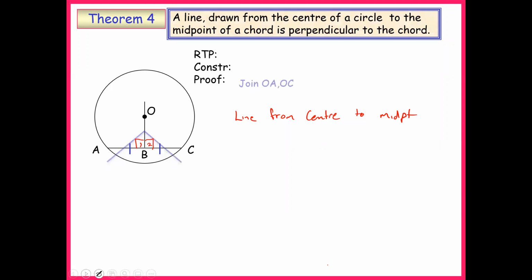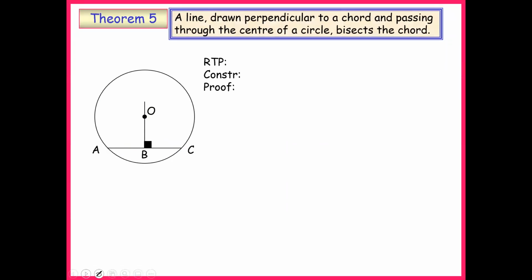And then if we look at the converse to this, we're not going to prove that. The converse states that a line from the center perpendicular to the chord, so now we can conclude that B is the midpoint. In other words, AB is equal to BC. So those are our two chord theorems. One is line from the center to midpoint, and this one is line from the center perpendicular to a chord.